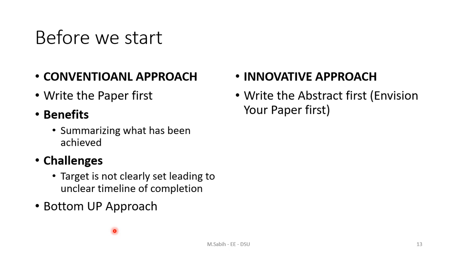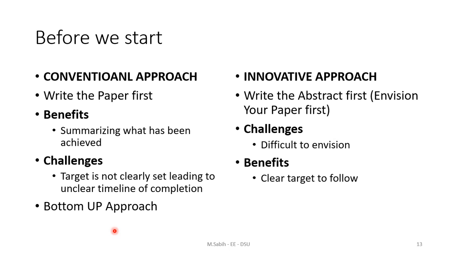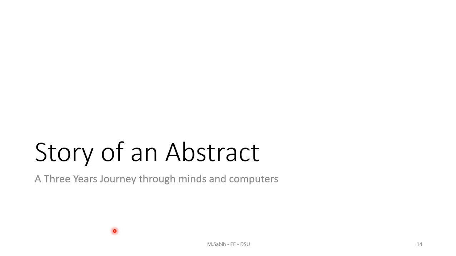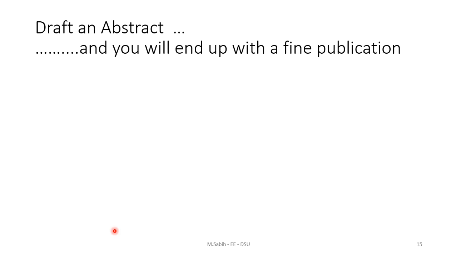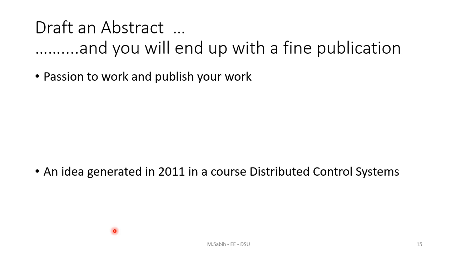So write the abstract first. It needs an envisioning of your paper first. Challenges: it is difficult to envision, of course, you need some experience. The benefits are a clear target to follow, and it's a top-down approach. I prefer this one. Now let's have a story of an abstract. This abstract took up around 3 years, generally, through the minds and computers of different people. I encourage you to draft an abstract, and you will end up with a very fine publication. All you need is a passion to work and publish your work.